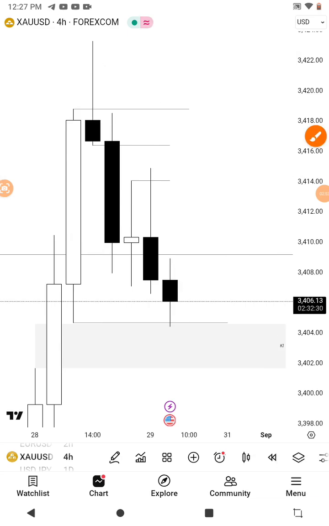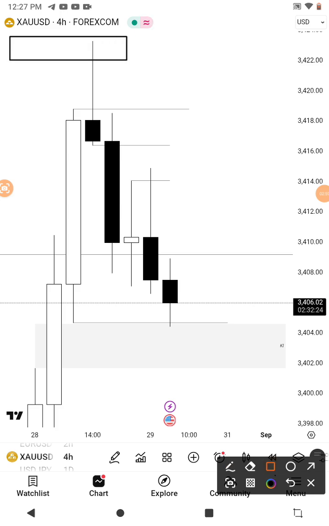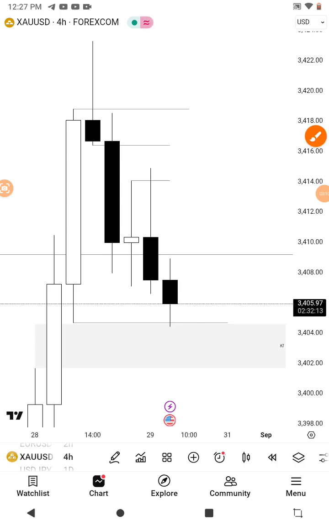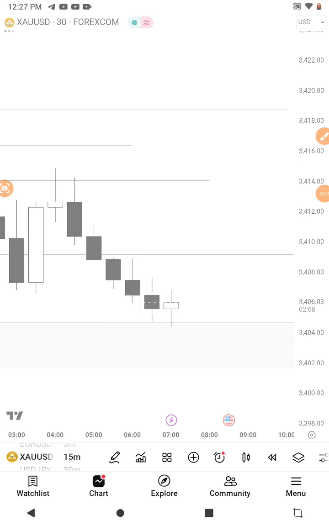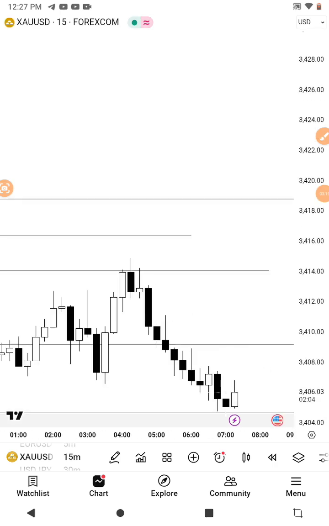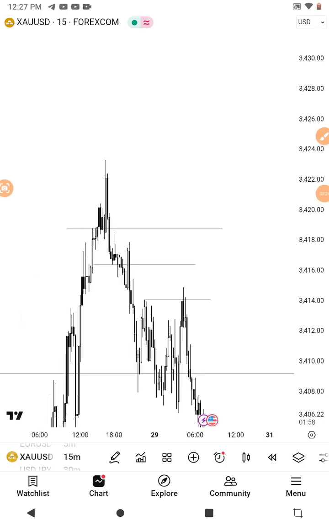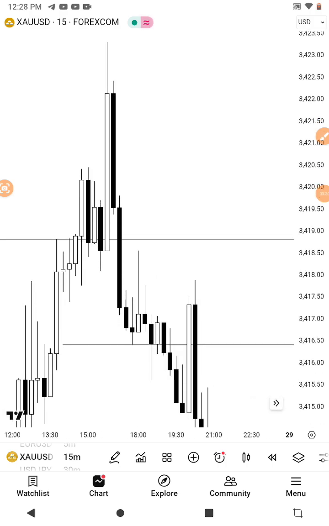Okay, so now this is weekly, sorry, H4, right? Now let's see what the entry model looks like on the M15. Let's go down to the M15 time frame. So now this is the 15-minute time frame. Now let's zoom in a little bit. Look at what the 15-minute time frame has for us.